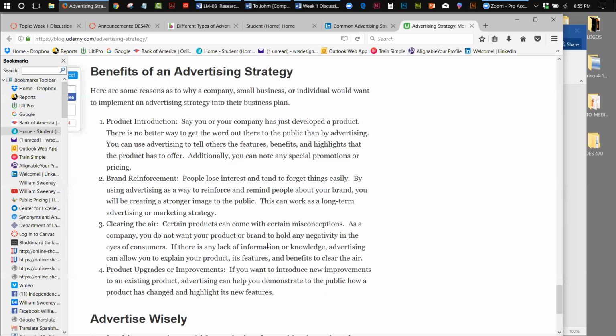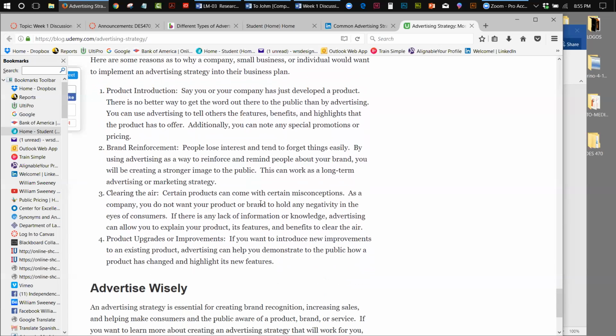You want to create a stronger image to the public. Basically, you could do that by talking about the people that are trying the product and how the product is affecting them. I mean, you have to think about it, but that's really what you're trying to do here. So here's where damage control comes in. Certain products can come with certain misconceptions. As a company, you do not want your product or brand to hold any negativity in the eyes of consumers. If there's any lack of information or knowledge, advertising can allow you to explain your product features or benefits to clear the air.